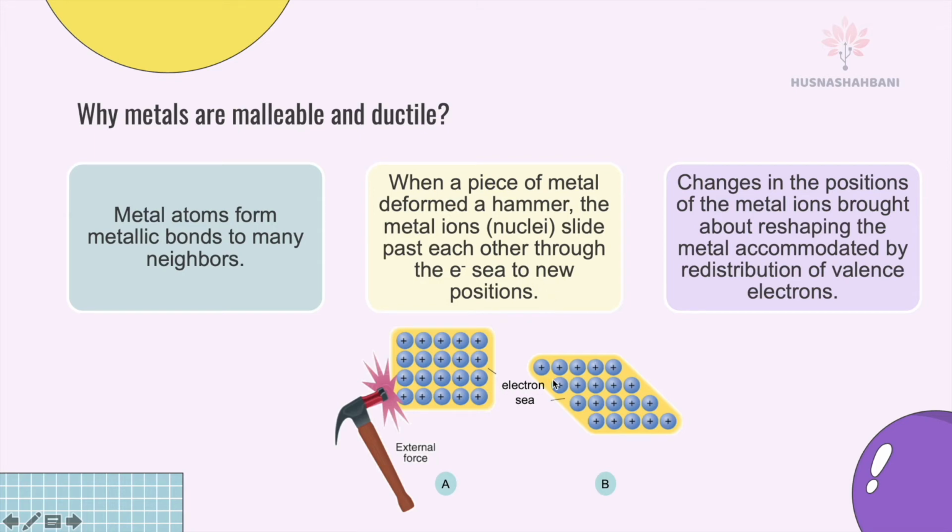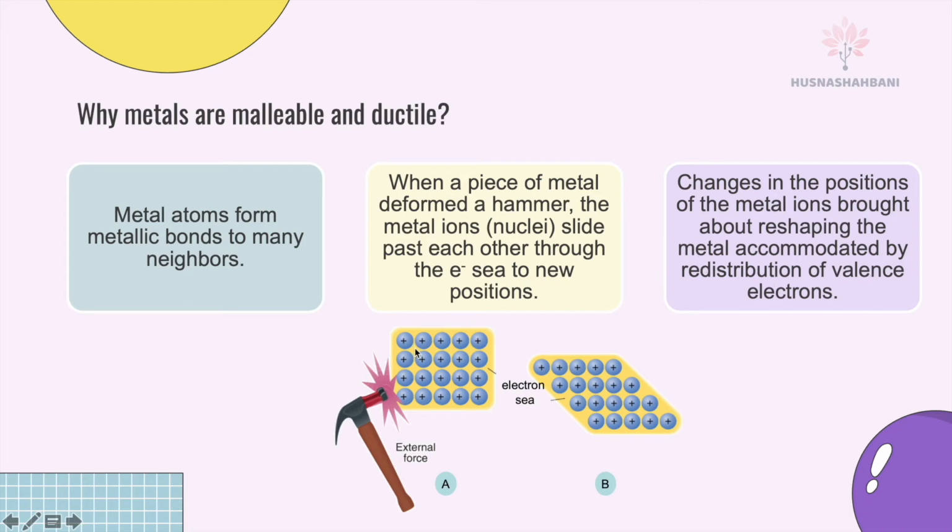So it can form a new shape, a new position, because these nuclei, this row, the second row, third row, and fourth row, can still attract other valence electrons within the electron sea model. So you can reshape the metal. Changes in position of metal ions bring about reshaping of the metal, accommodated by redistribution of valence electrons.